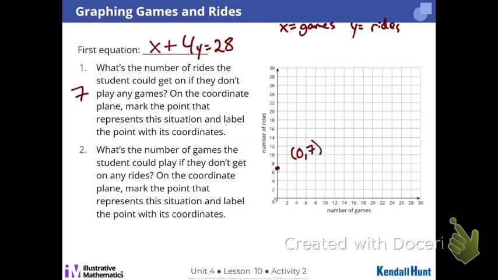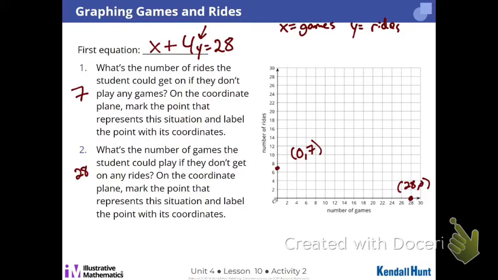So number 2, what's the number of games they could play if they go on no rides? 28. Noah. How do you know that? Because if y was 0, then it would be x plus 4 times 0, which is x. It's just x, and x equals 28. So I like that. So he's saying if I put a 0 in for y, which means no rides, all I'm left with is games. And if each game is $1, I have $28 to spend on games, right?